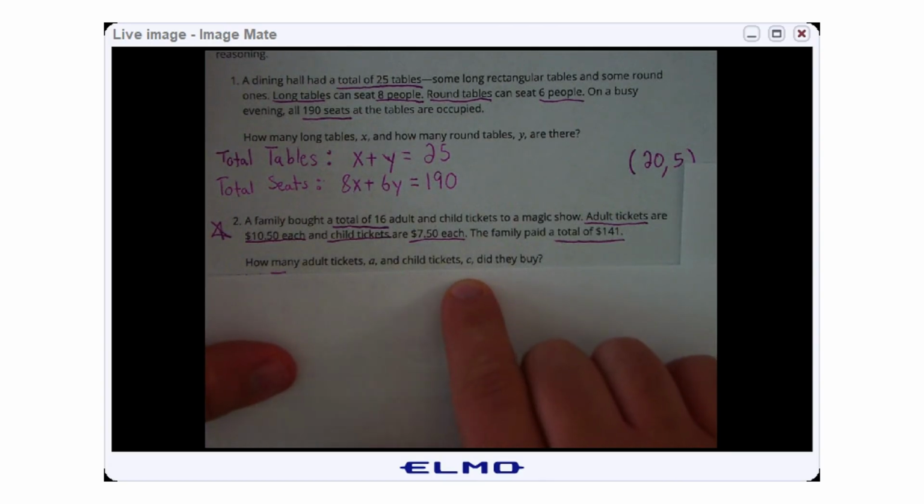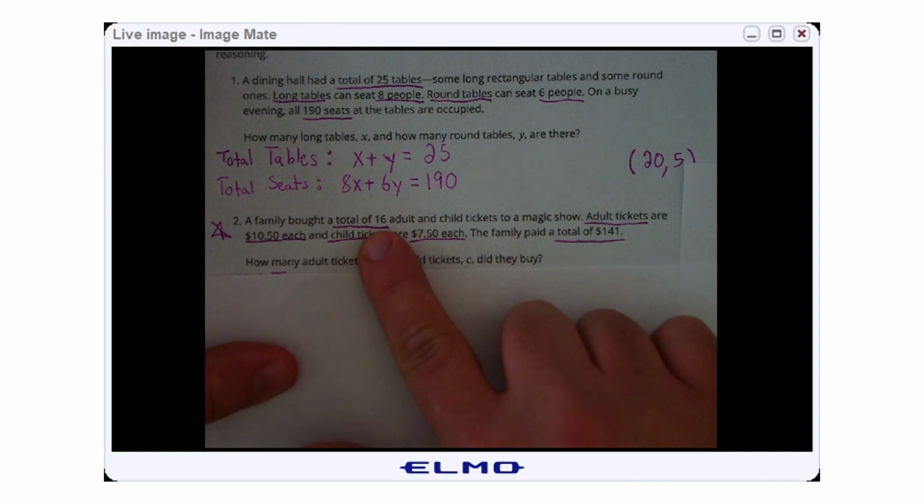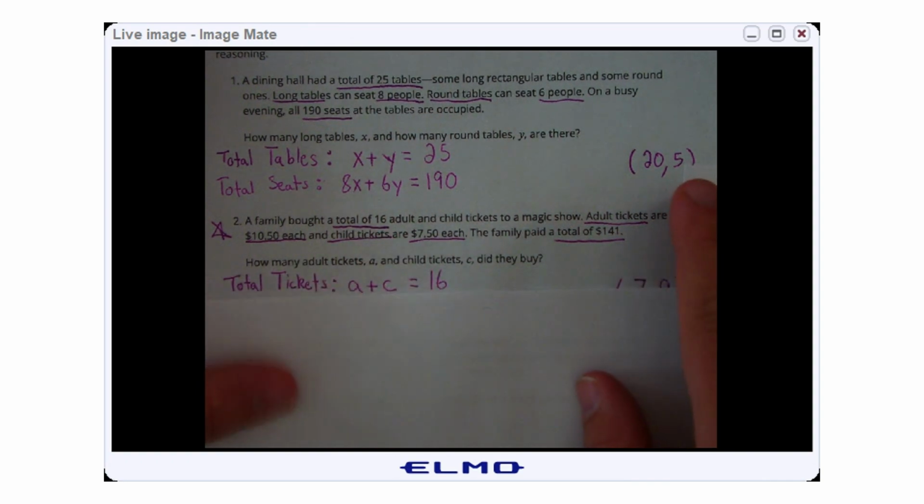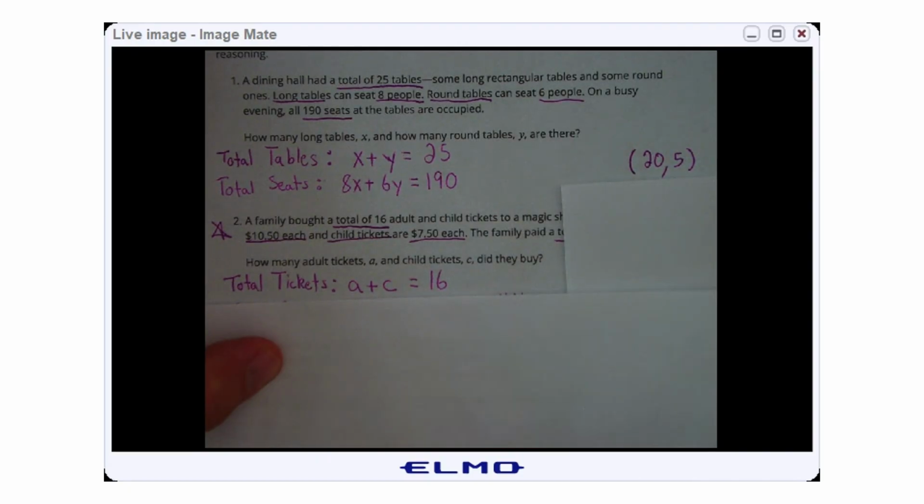So what that means is that the number of adult tickets plus the number of child tickets should equal our total of 16 tickets here, right? And our equation for that, our total ticket equation, would look something like this, right? A plus C equals 16. Again, building off that, we can now make a price equation.